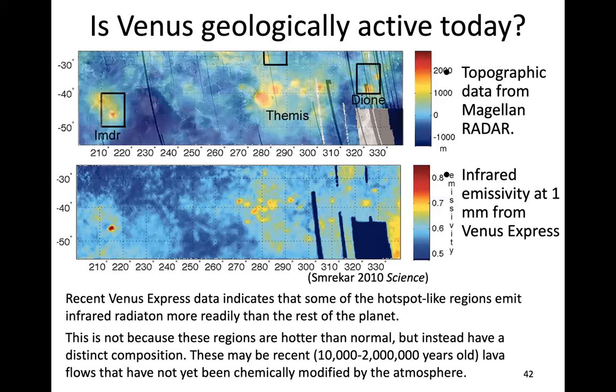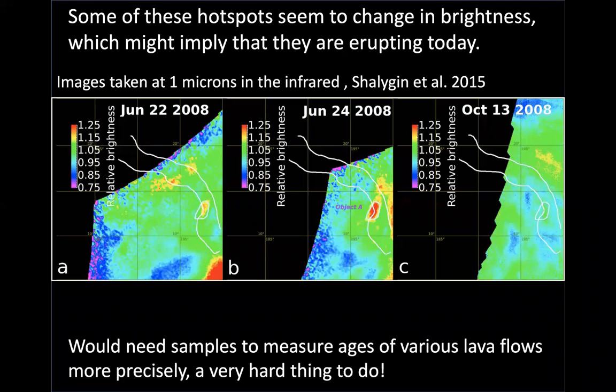There is also intriguing evidence that these 1 micron signals are changing over time. This is from a paper from 2015 looking at one particular region, and this region's relative brightness at 1 micron went up and then went down. Now, these measurements are not great and very hard to do, but it's hinting that something happened there. Maybe a volcanic flow happened. We don't know.